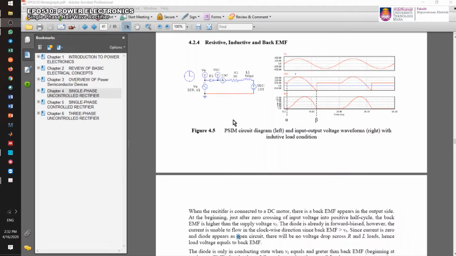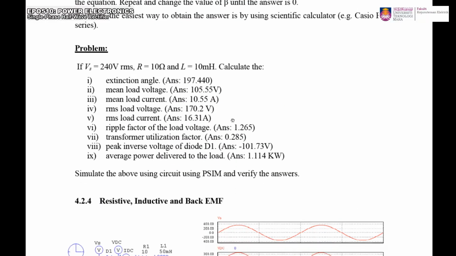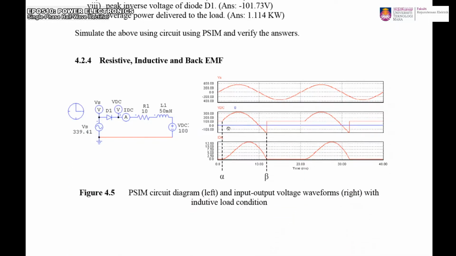Okay, so let me make it large. Right, so there you are. If you look at the waveforms, the condition for you to be able to force the current to flow from the supply to the load is whenever you have Vs which is greater than VDC, isn't it?